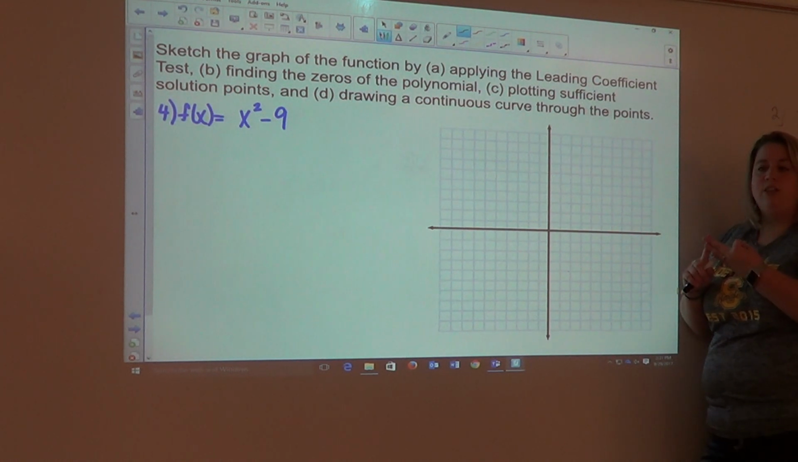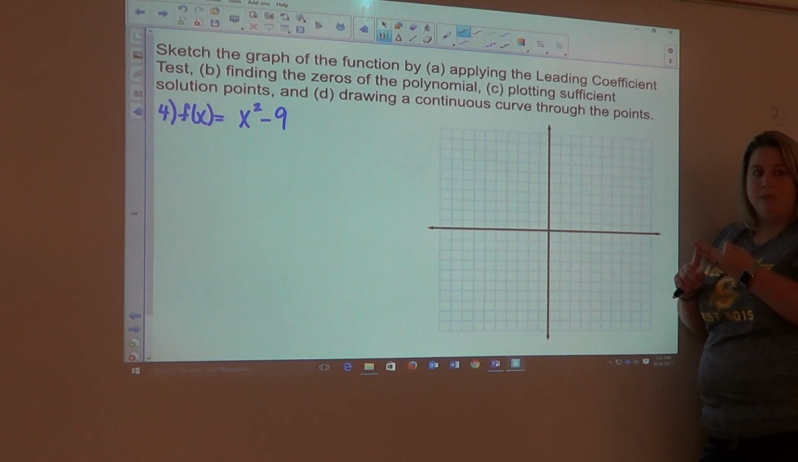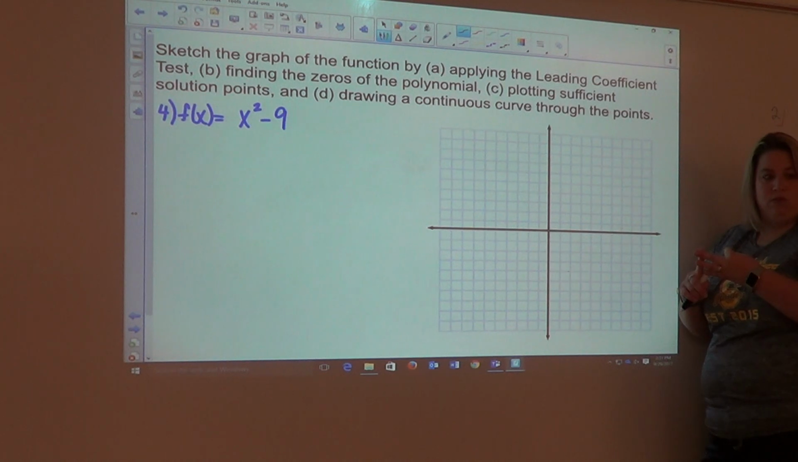This is different than the directions on your homework. So if you don't write anything else down, make sure you know that this is different than the directions on your homework, because we're not going to talk about multiplicity. So we're going to find the right and left hand behavior, find the zeros, and graph. So you'll have 3 parts you have to do.